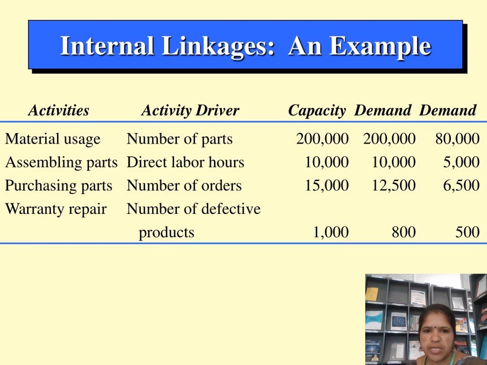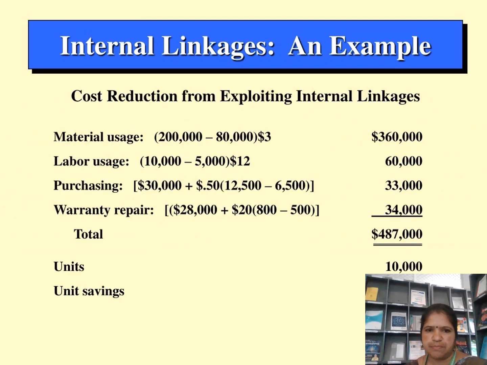Under material usage, the number of parts is 2 lakh. Then the demand comes under the capacity of the internal linkage. Assembling parts is 10,000 for both capacity and demand, but the demand going to the customer is 5,000. Purchasing parts, the number of orders is given as 15, so demand is decreasing. Then to the customer under the internal linkage, the demand is 6,500. Warranty repairs, number of defective products: capacity is 1000, the demand is 800, then the demand of the internal linkage comes lower, at 500.